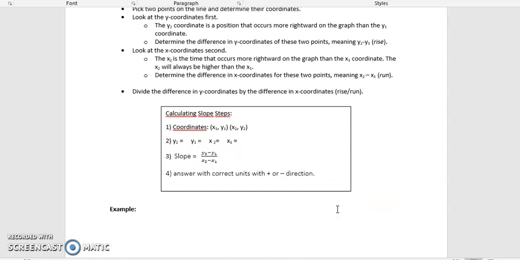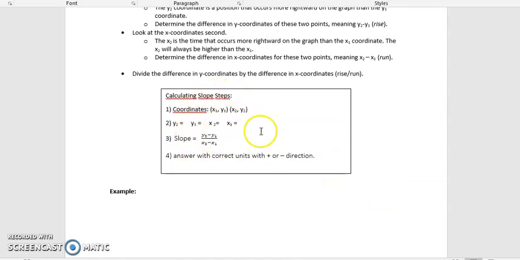So I've written out these steps in a little bit more of an equation style formula for you. So the steps: you write out your coordinates, x1 and y1, x2, y2, write out where your y2, y1, x2, x1 are, and then you can fill them into your formula, and make sure that you answer with the correct direction, whether it's positive or negative. So let's take a look at some examples of those.